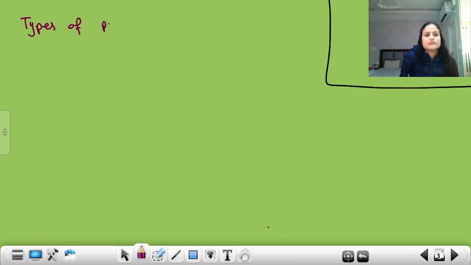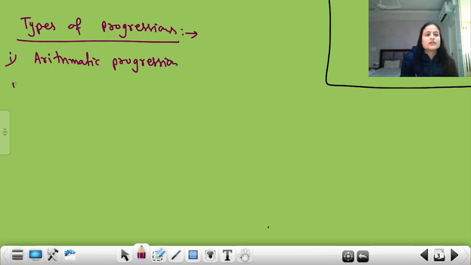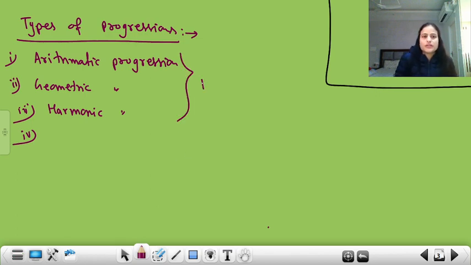Types of progressions. So we have mainly three kinds of progressions. First is arithmetic progression. The second is geometric progression. The third one is harmonic progression. These three are our main progressions. Okay.